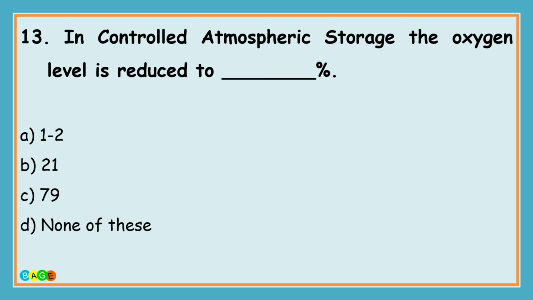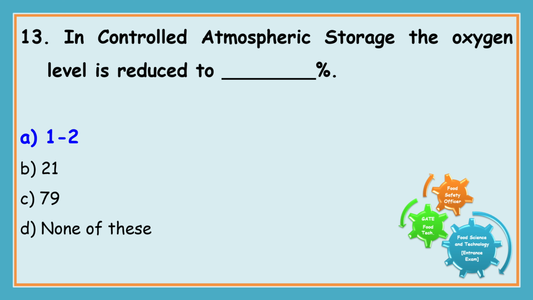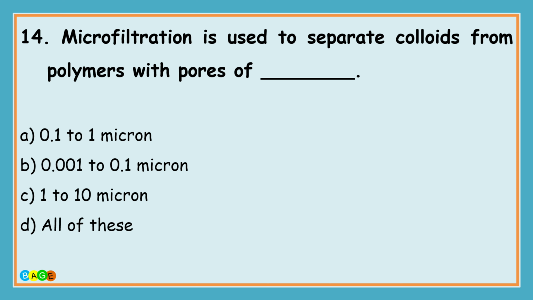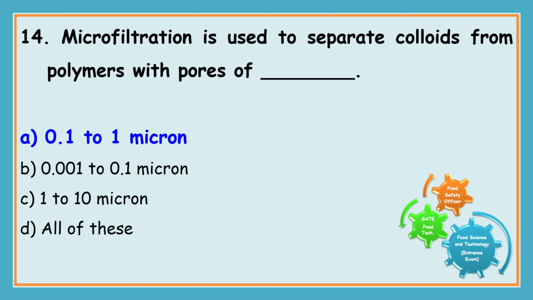Question number 13: In controlled atmospheric storage the oxygen level is reduced to ___ percentage. The options are A 1 to 2%, B 21%, C 79% and D none of these. The correct answer is option A 1 to 2%. Question number 15: Select the correct example of class 1 preservative. The options are A sugar, B salt, C honey and D all of these. The correct answer is option D all of these.